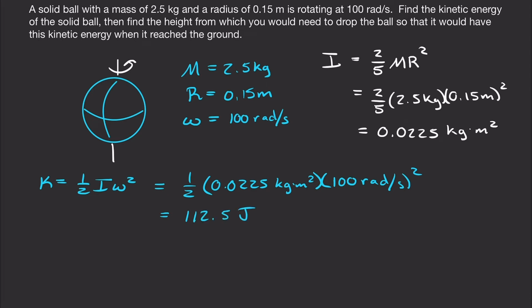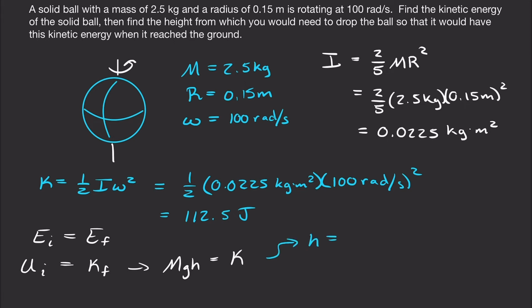And this gives me 112.5 joules. So now if we want to find the height that we would need to drop this from, then we use conservation of energy. So our initial energy would equal our final energy. Well, initially we would only have potential energy, so U_i, and we would be dropping it from rest, and then at the end when it would hit the ground it would only have kinetic energy. So this would give us mgh equal to our final kinetic energy that we just found. And so we can solve for the height just by taking K and dividing by mg.